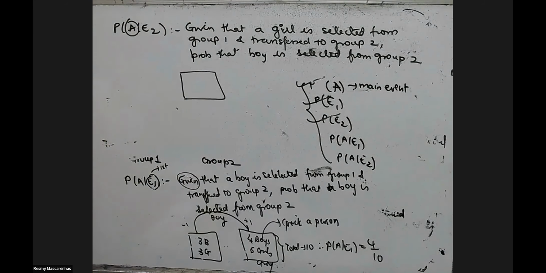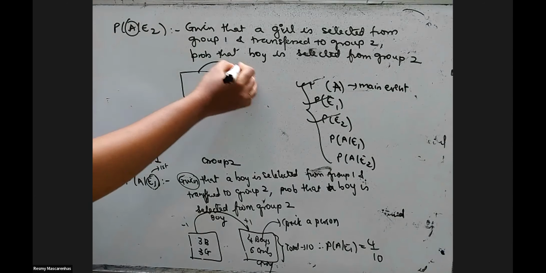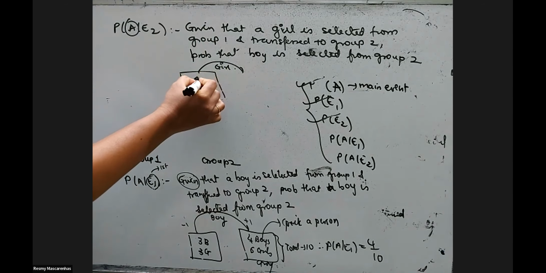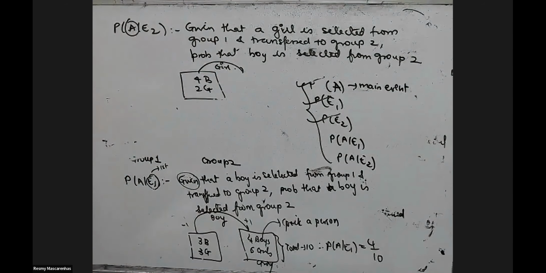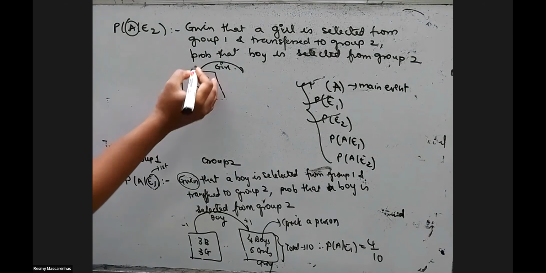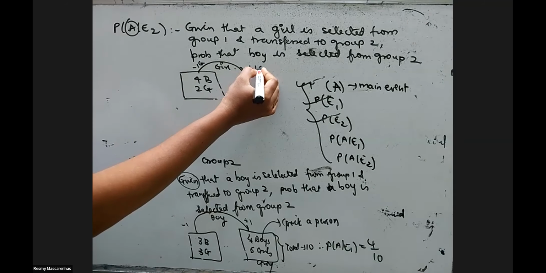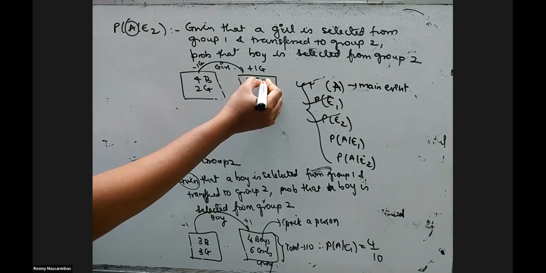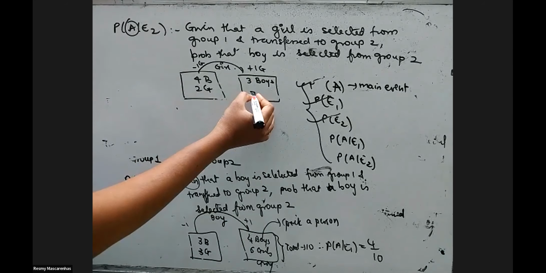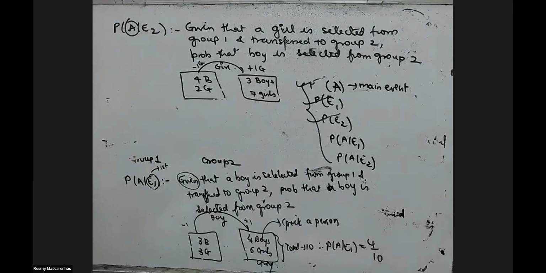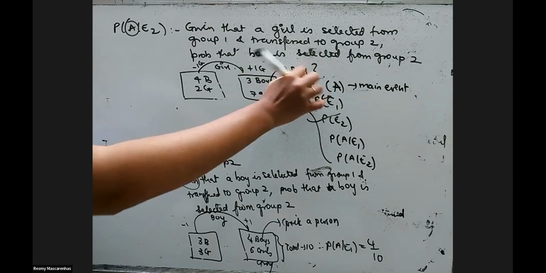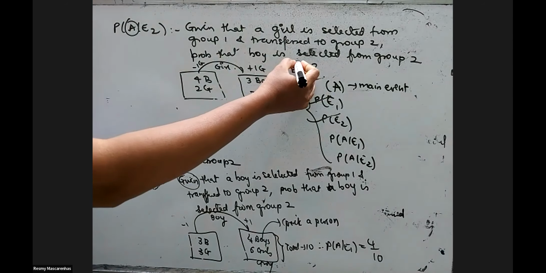So when a girl is transferred, what is going to happen? How many girls will remain? 2 girls and 4 boys. So you're adding a girl. So boys will be 3 only, but girls will become 7 girls. Now what are the chances that the person is a boy? This has not changed. This is your main event A.